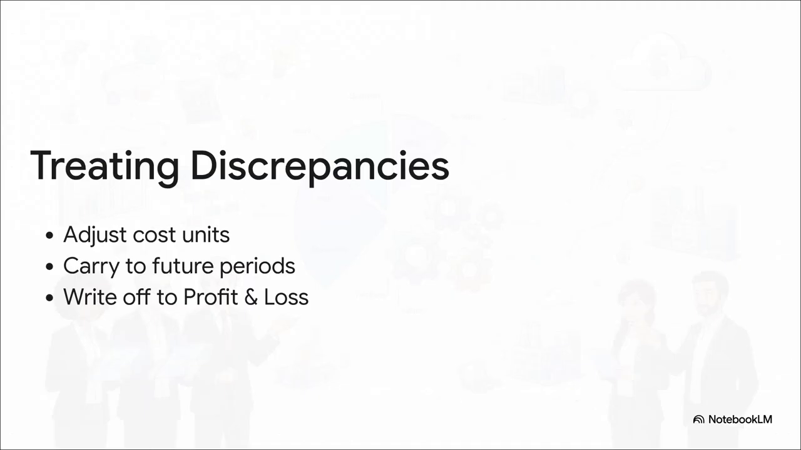So how do we clean up this financial discrepancy? You've got three options. You could go back and adjust the cost of every single unit produced, but honestly, that's historical data, useless for future management. You could carry it forward to future periods, but that distorts your future performance. So the cleanest, absolute best option? The third one. Treat it as a period cost and write the discrepancy off directly to the profit and loss account. It keeps your future data beautifully clean and accurate.